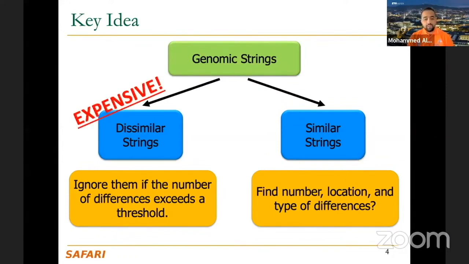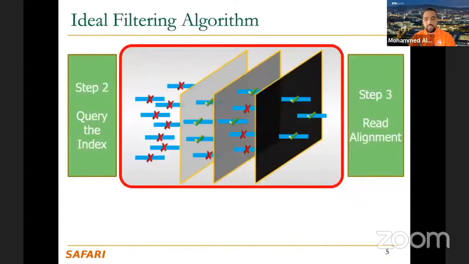Calculating the alignment of dissimilar sequences is always expensive. Why? Because we are always going to trash whatever computation we did. So it's always better to perform the minimal amount of computation needed just to identify whether a pair is dissimilar or similar. If it's similar, there is no way to escape the computation, because we need the optimal number of edits, the exact type of edits, and the location of these edits.